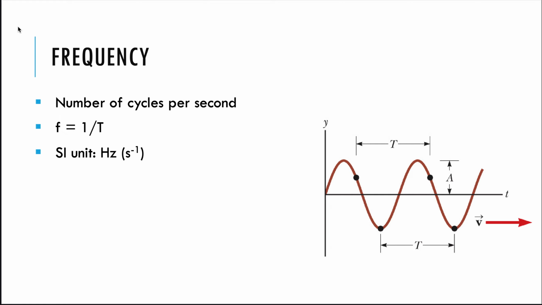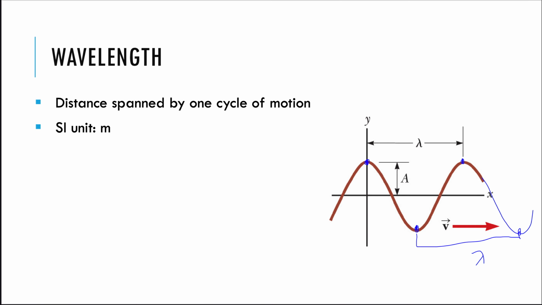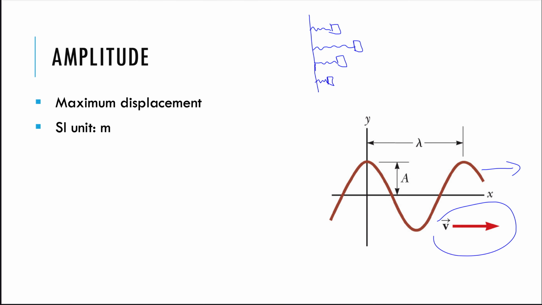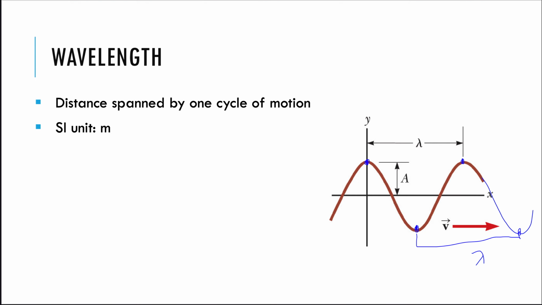Now, I do want to go back. I did forget to mention something. Let's make sure that we consider what kind of graphs we were looking at. For amplitude, we were looking at a graph of y versus x. We were looking at distances on both axes. We were also looking at distances on both axes when we were looking at wavelength.